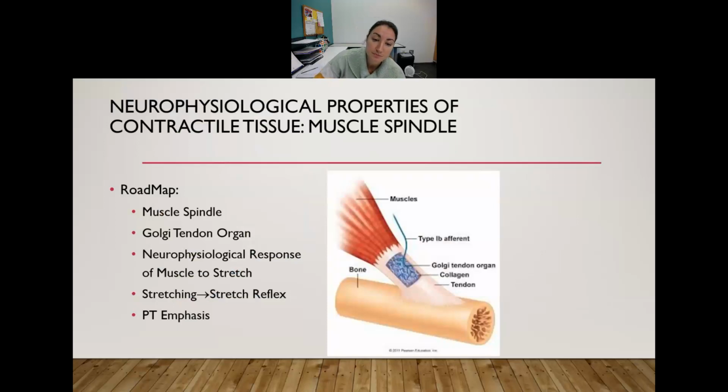All right, neurophysiological properties of contractile tissue and muscle spindles. Some of these slides have a little bit of information at the bottom, just kind of for your reference as you're going through the PowerPoint. You're welcome to look at that. But this is a roadmap of where we're going. So we're going to look at muscle spindles, Golgi tendon organs, neurophysiological response of muscles to stretch, stretching and the stretch reflex, and the PT emphasis.